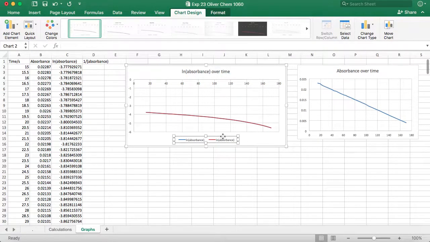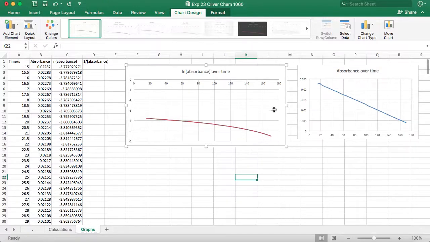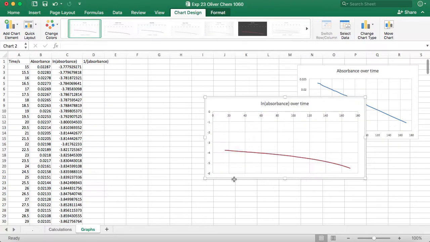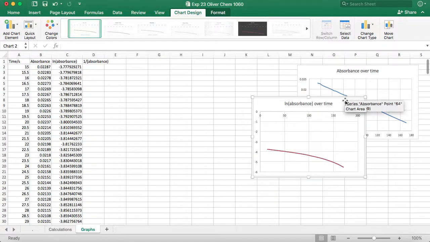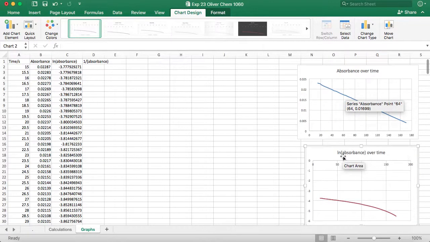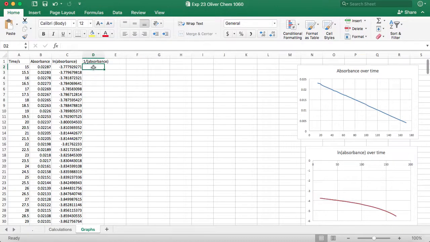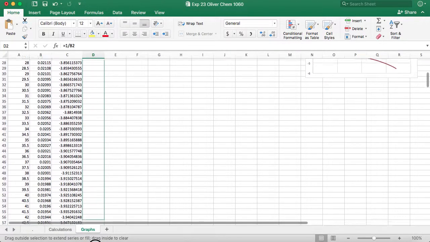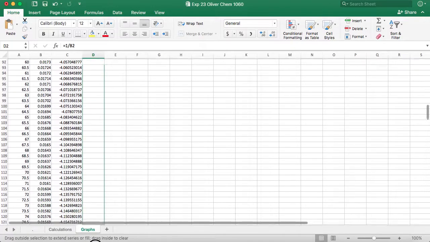And this time I put in a chart. I don't know why, but it did. So I'm going to move that over. We'll come back to these graphs in a second. This last one is just 1 divided by the absorbance. So 1 divided by that equals that. Grab and drag. And this one is working much better.